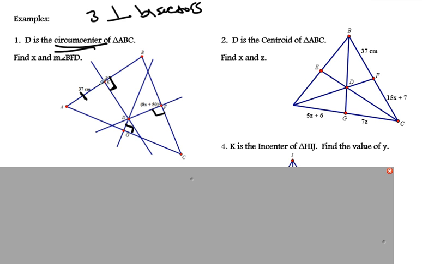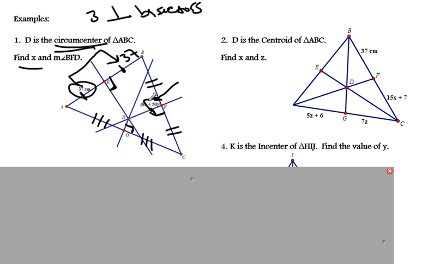E bisects AB, so AE is congruent to EB. BF is congruent to FC. And AG is congruent to GC. Well, if you look here, we have a 37, and the only thing that we know about 37 is that it's congruent to this side, so this side is also 37. That's not going to help us find x. Here is where we find x.